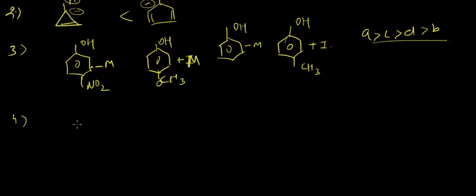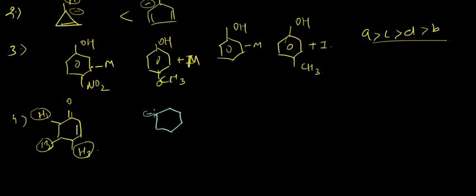So let us compare acidic strength of different hydrogen atoms within the same compound. Let us say we want to compare the acidic strength of H1, H2 and H3. So let us see in detail what conjugate bases are formed when we remove H1, when we remove H2, and when we remove H3.